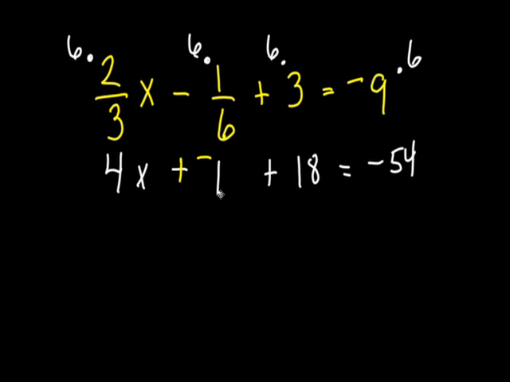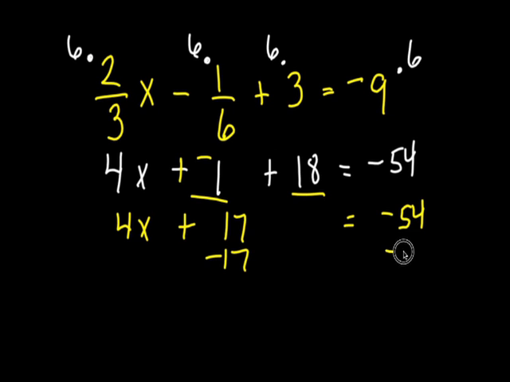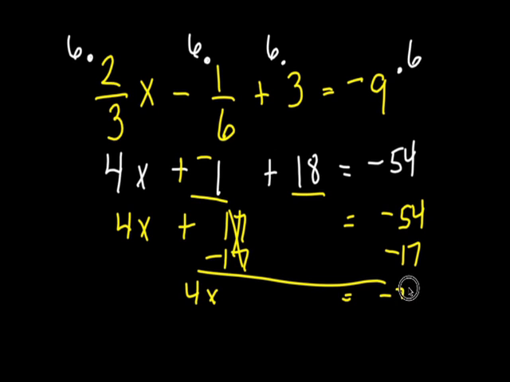I don't have distributive property, but I do have a number term and a number term. So I have my 4x plus a negative 1 and a positive 18. Take the sign of the bigger number, positive, and I subtract. So that's 17. And that equals negative 54. And we're left with a two-step equation. So opposite of the positive 17 is a negative 17. If I do that on both sides, they cancel. So I'm left with 4x equals negative 71.